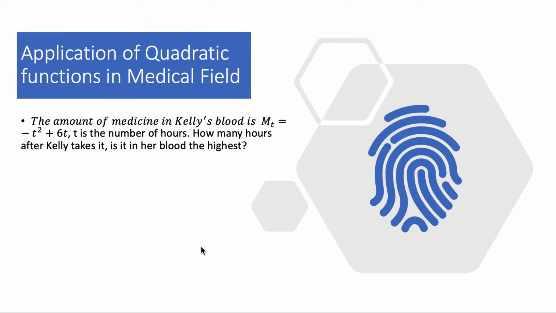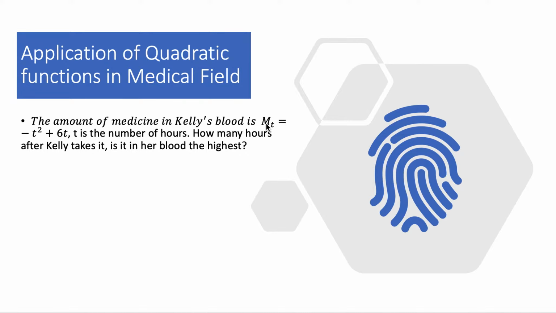Application of quadratic functions in the medical field. The amount of medicine in Kelly's blood is described by the function M(t) = -t² + 6t, where t is the number of hours. How many hours after Kelly takes it is the amount in her blood the highest? So after how many hours is the maximum of the medicine in Kelly's blood?